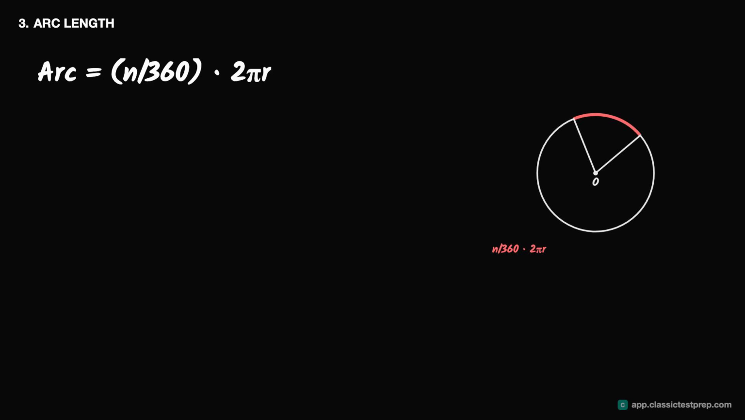Same logic for the arc length, but we're talking about the circumference of the circle. It is the same fraction, n over 360, about the length around the circle, not the area of the circle. So it's n over 360 times the circumference, which is 2 pi r. So arc length is n over 360 times 2 pi r.